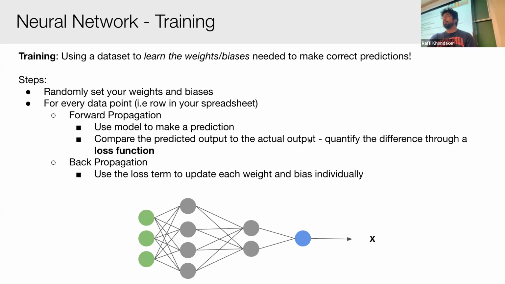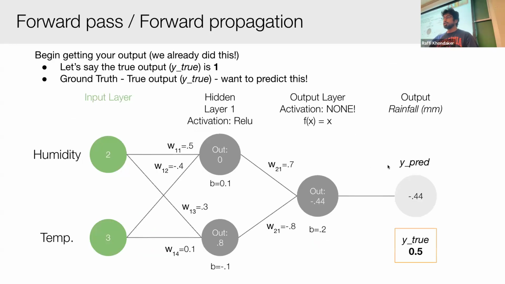So once we get that output, well, if we put random weights and biases, it's probably going to be wrong. It's probably going to be very wrong. So we quantify the error of our neural network with something called a loss function. And then we use that error to pick our weights and biases. Okay, so let's cover forward propagation in a little bit more detail.